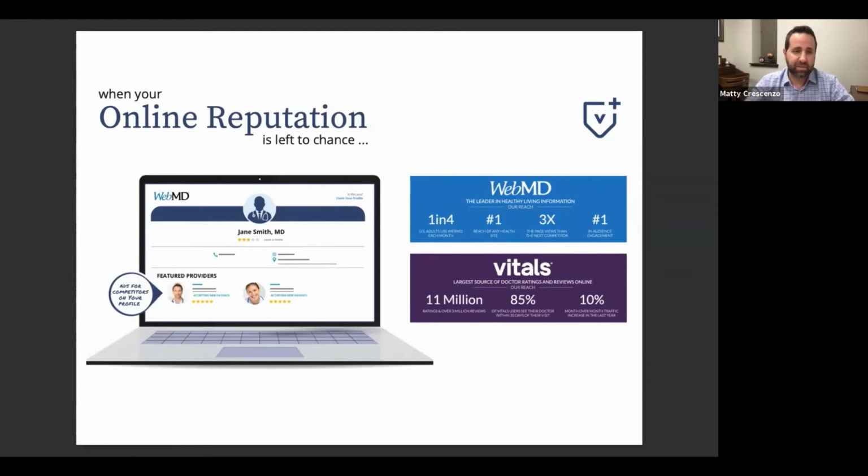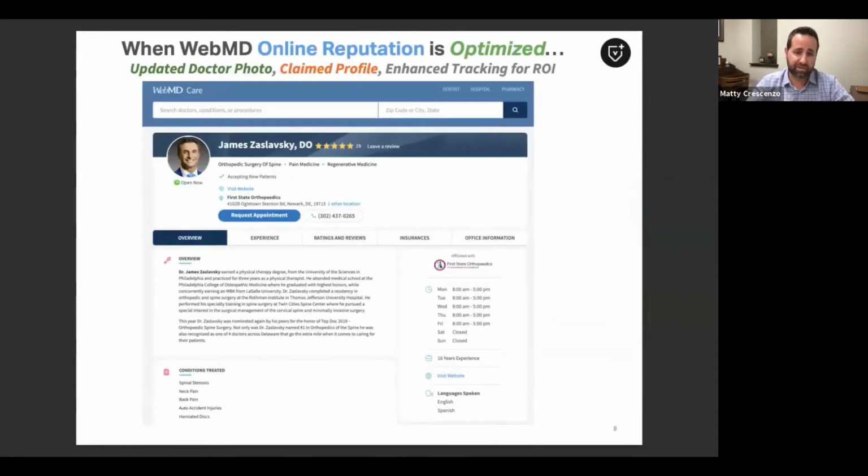And then the same thing we often come across too are Vitals profiles, which is one of the largest sources of physician ratings. These profiles are often claimed, unclaimed, and you'll see a little notification or a link that says claim your profile. And often it's very challenging for practice managers or physicians to corral that information and ensure the accuracy of it. Here's an example when you have a WebMD profile that is claimed and converted into something called an enhanced profile.